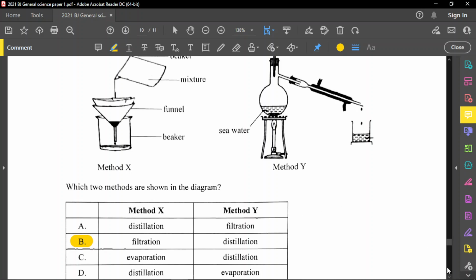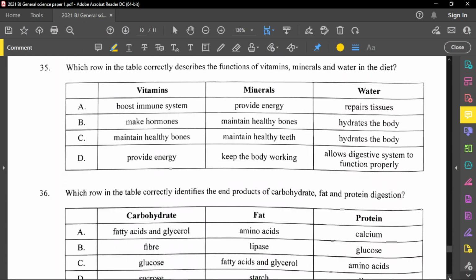All right, let's jump into the next question here. We're almost to the end. All right, so which row in the table correctly describes the function of vitamins, minerals, and water in the diet. First thing, it says vitamins boost immune system. So let's see if any of these are correct. Yes, vitamins will help boost our immune system for sure, so that would be a correct one. Vitamins used to make hormones, no, so we're going to make that one incorrect there.